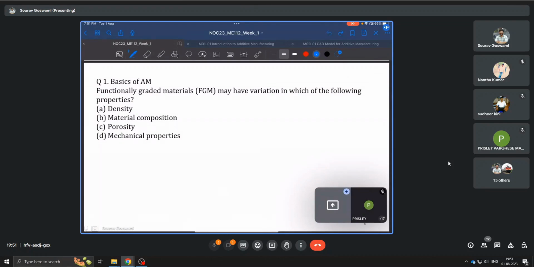So the first question which I have here is: functionally graded materials, or FGM, may have variation in which of the following properties? So can FGMs have variation in density? Can someone please answer?